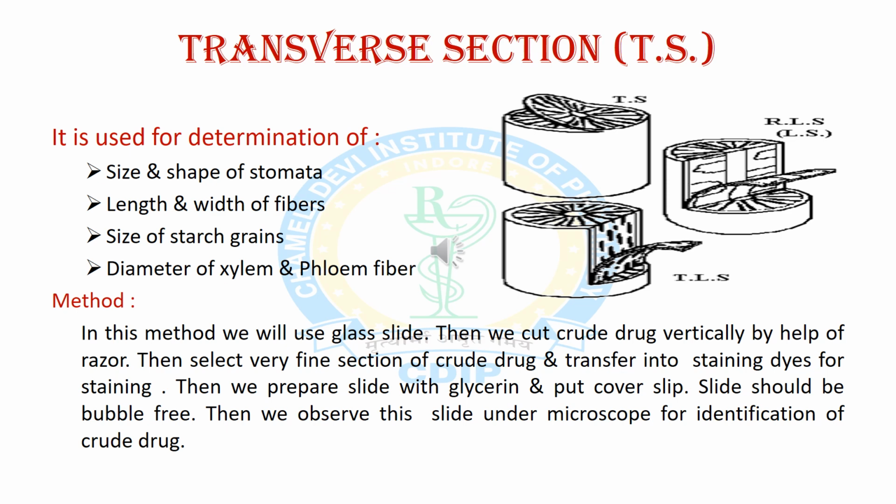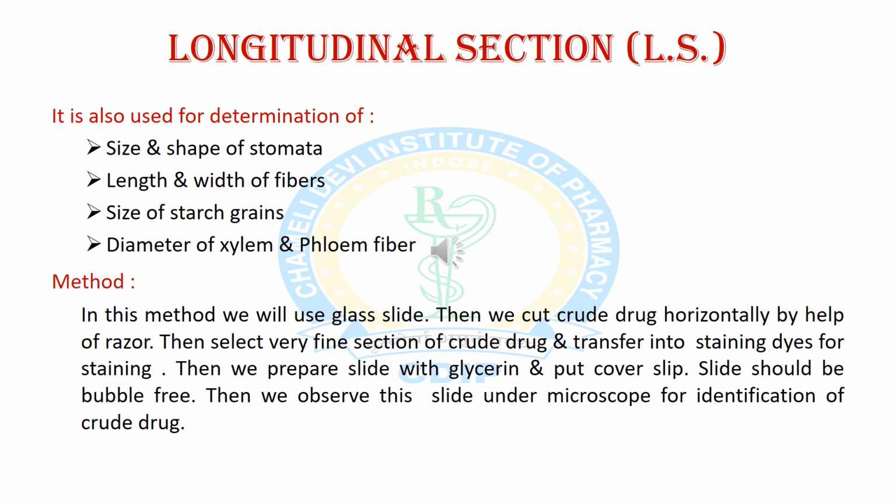In this method, first of all we will use glass slide and then we cut the crude drug vertically with the help of razor. Then select a very fine section of crude drug and transfer this section into staining dyes for staining. After that we prepare slide with the help of glycerin and then put the cover slip on this slide. Slide should be bubble free and then we observe this slide under compound microscope for identification of crude drugs.